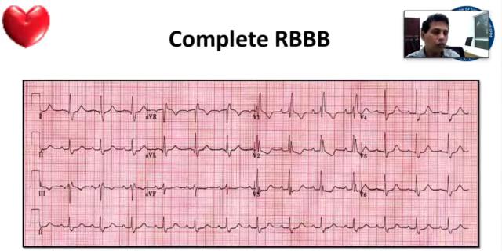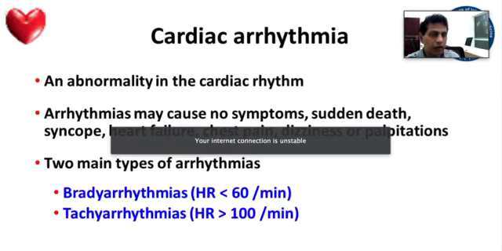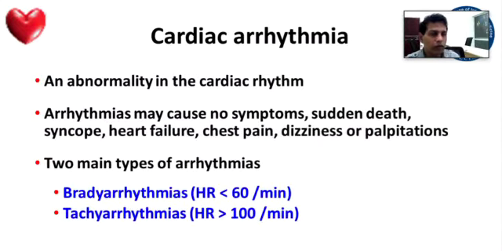Now, we talked about the heart rate measurement, and we talked about LVH and RVH, and we talked about left and right bundle branch block, and let's go on to cardiac arrhythmias. Now, cardiac arrhythmias can be either bradyarrhythmias, when there is an arrhythmia and the heart rate is less than 60, or tachyarrhythmias, when you have an arrhythmia with a heart rate of more than 100.